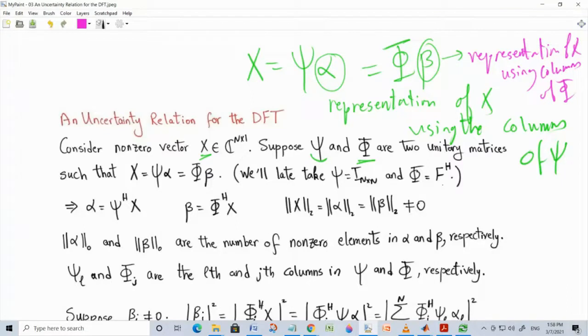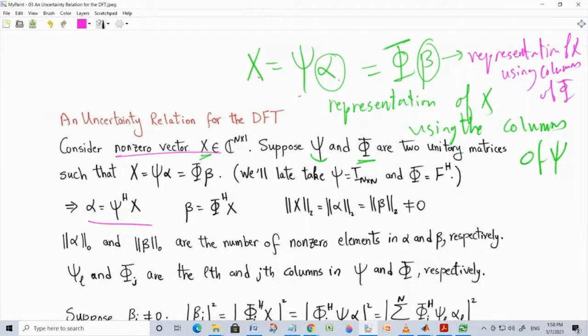Okay, so again, of course you can extend this to infinite dimensional signals. But here I will just talk about a vector of n samples. So x is equal to psi alpha, and because psi is a unitary matrix, alpha is equal to psi Hermitian x. Or you can write x equals phi beta, and in that case beta is phi Hermitian x. Because these two matrices are unitary, alpha and beta and x all have the same L2 norm, which is non-zero because we assumed x is a non-zero vector.